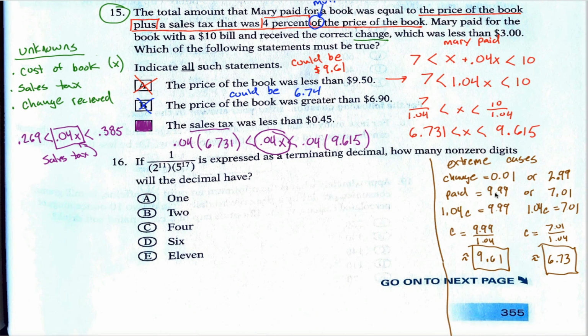Well, let's see. In this case, I paid $9.99 and the price of the book was $9.61. So $9.99 minus $9.61. What is that, like 38 cents in sales tax? In this case, the price of the book was $6.73, but I paid $7.01. So the $7.01 that I paid minus the $6.73 that the book cost is what, 28 cents if I'm doing that math right in my head? What I'm saying is that in this extreme case, sales tax was 38 cents. In this extreme case, sales tax was 28 cents. The sales tax was less than 45? Absolutely it was. It was something between 28 and 38 cents. Just like I figured out, up to a rounding error, over here.